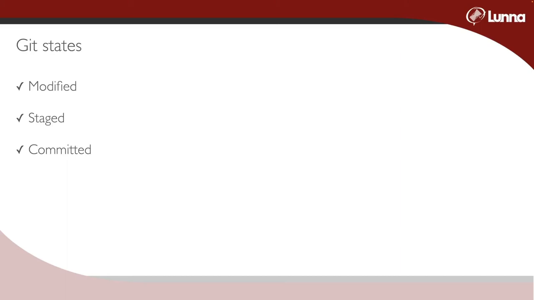We have three states in Git. A file can either be modified, staged, or committed. What does it mean when I say a file is modified? To say a file is modified means you've changed the file but have not committed it to the database yet. So you've basically edited it, maybe you've changed a text that was saying hello world, and now it's saying hello. So you have modified that file. That state is known as modified.